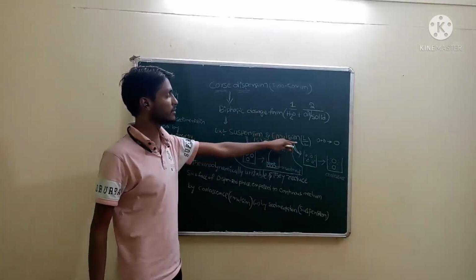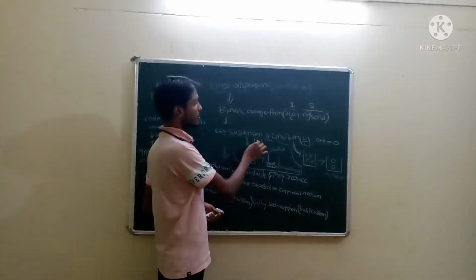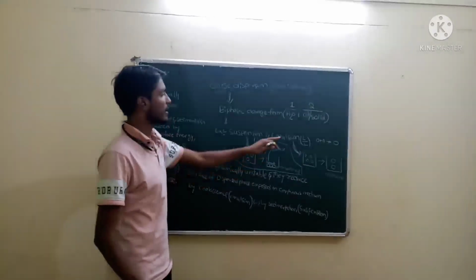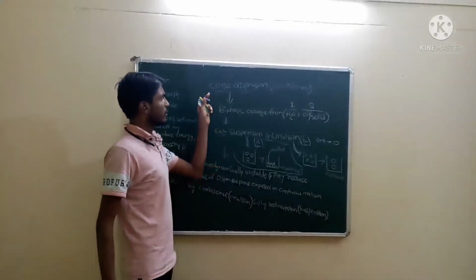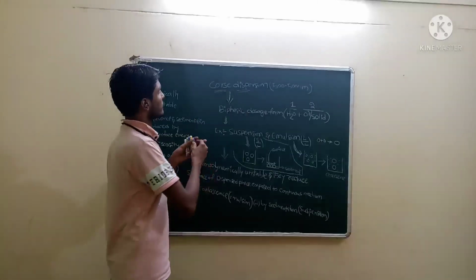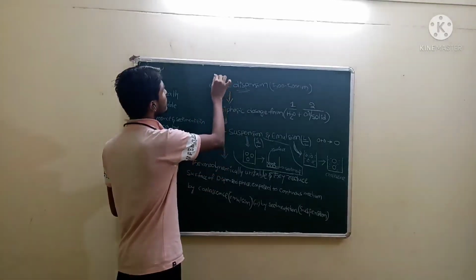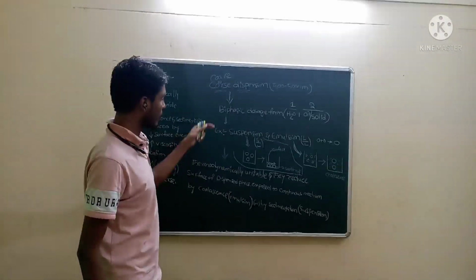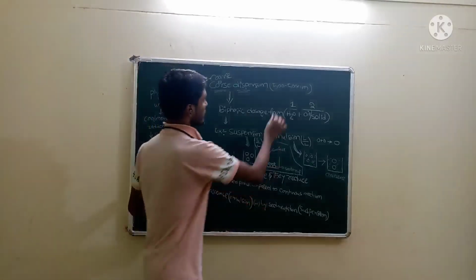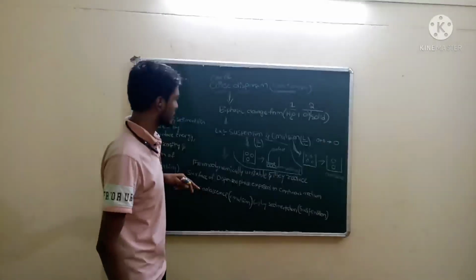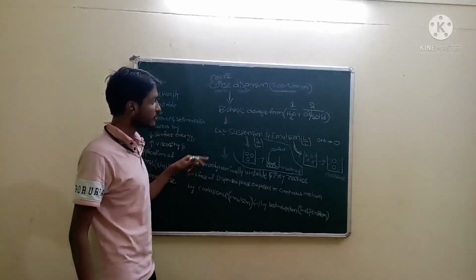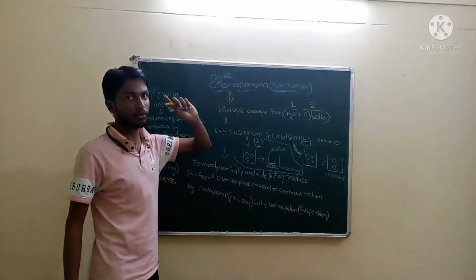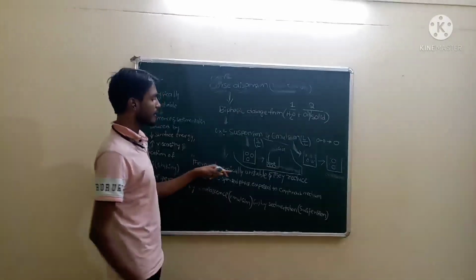Examples are suspension and emulsion. Suspension is nothing but dispersion of solid in liquid, and emulsion is nothing but dispersion of liquid in liquid. Whatever the coarse dispersions are, the particle size of 500 to 5000 nanometers is visible to our naked eye. So these are thermodynamically unstable.